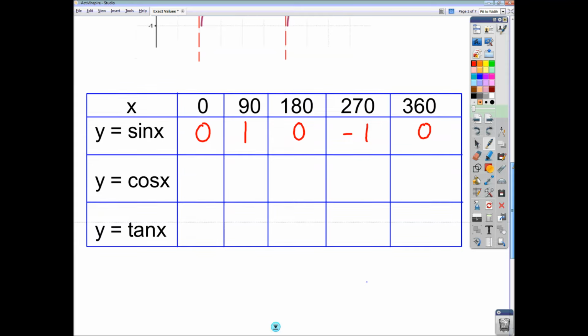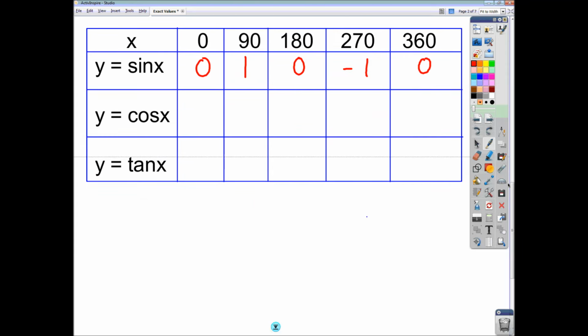All right? And again, if you picture the cosine wave, so it starts off, cos of 0 is 1, cos of 90 is 0, cos of 180 is negative 1, cos of 270 is 0, and cos of 360 is 1. And for tan, tan of 0 is 0, tan of 90 is undefined, tan of 180 is 0, tan of 270 is not defined, and tan of 360 is 0 as well.